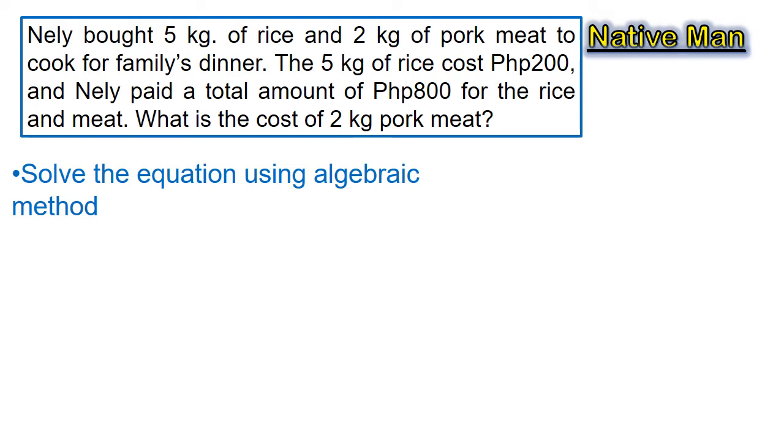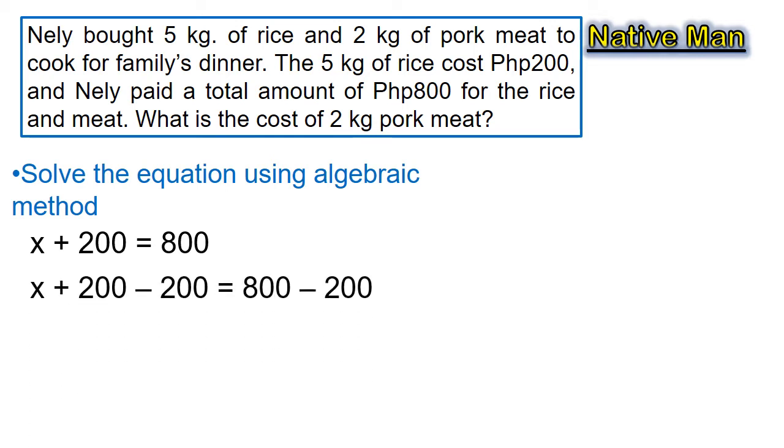Okay, after writing the equation, we now solve the equation using algebraic method. So, our equation formulated there is x plus 200 is equal to 800. So, we solve this one by using APE, addition property of equality. So, we subtract both sides of the equation by 200. Bakit po minus 200? Kasi plus 200 po dun sa left side. To remove 200 there. So therefore, sa left side, x plus 200 minus 200 is 0. So x is equal to, right side, 800 minus 200 is equal to 600.